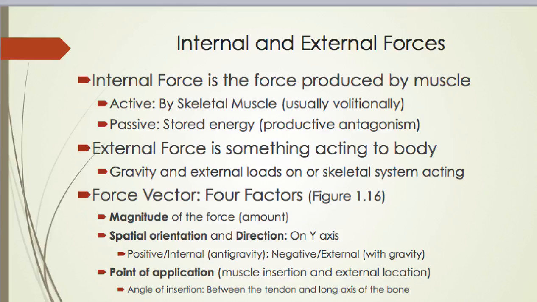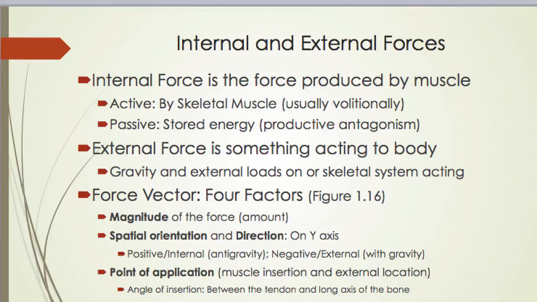So we get internal force produced or stored energy within the triceps when we flex the elbow in preparation for hitting the nail. An external force is something that's acting on the body. So that might be some sort of perturbation, or I push you, or it could be when I do a bicep curl, the load within the hand itself. So we have gravity acting on our body at all times, and we also have external loads that act on the skeletal system.